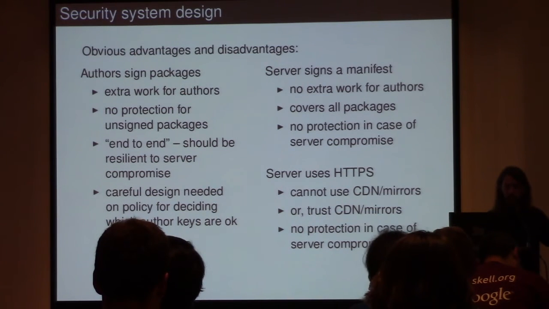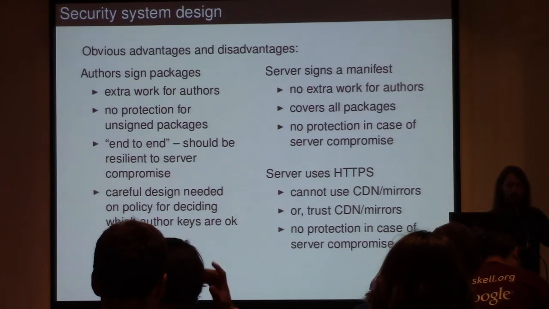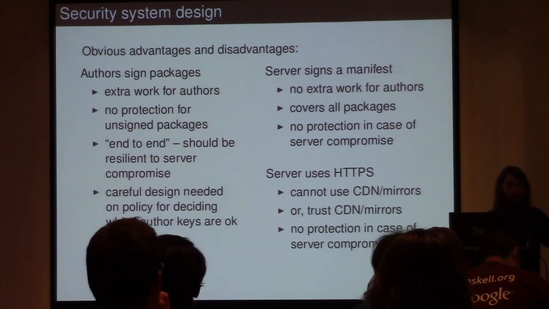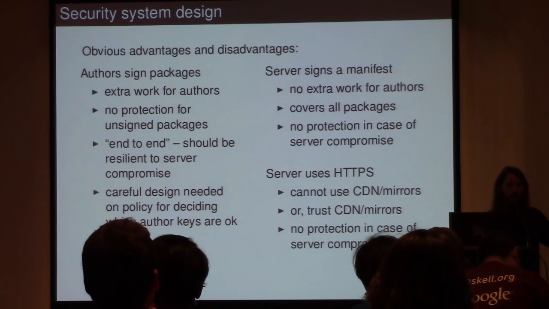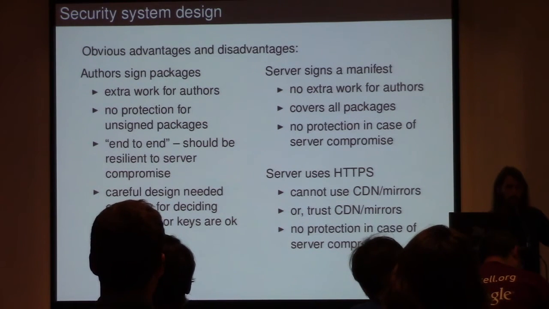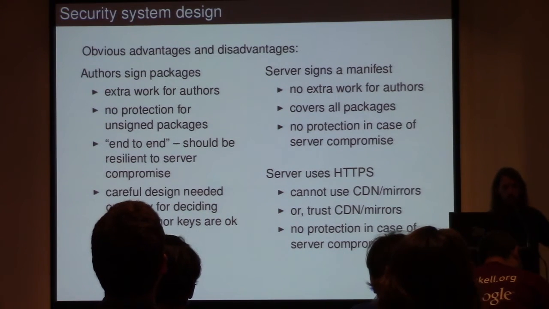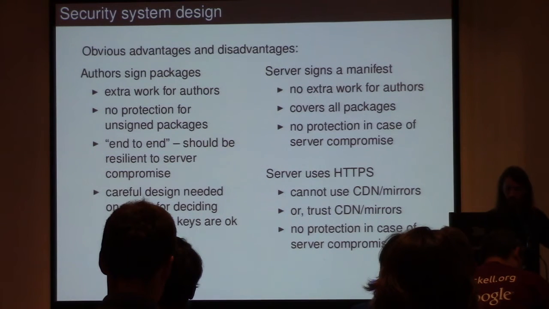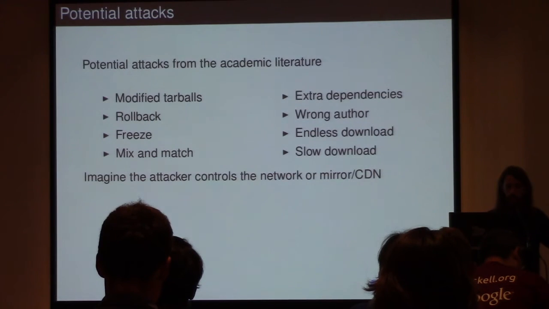If you have a server signing a manifest, well, that's nice. There's no extra work for the authors. It's fully automatic. It covers every single package, and that's great. But there's no protection in the case that the server itself is compromised. If you're using HTTPS, again, there's no protection in case the server is compromised. But you also have a problem with mirroring. You either have to trust your mirrors, or you just can't use mirrors. And neither are really great, since mirrors are the best way to make things reliable. Even Amazon S3 goes down from time to time.